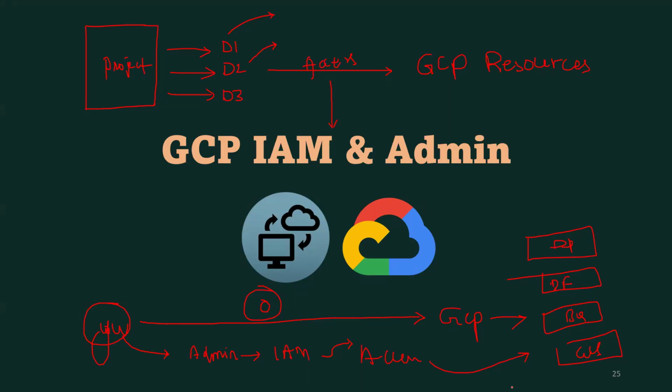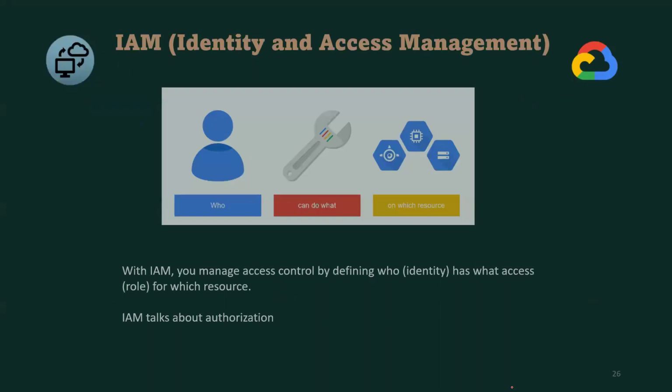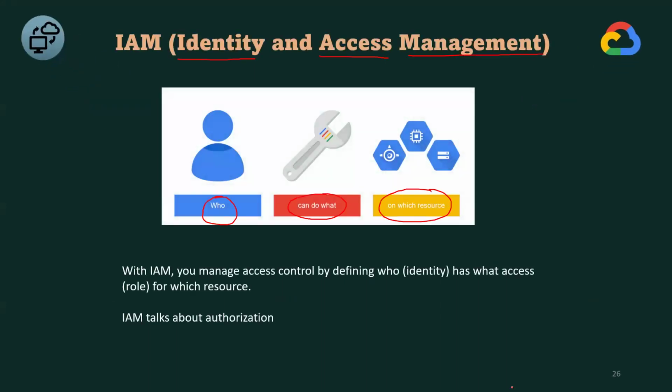GCS. So this is the reason, if you want to take care of the access control in GCP, we need to go to the IAM and admin. That is the main important aspect here. So with the help of the IAM, how do we take care of the access control? How do we provide the access to the developers? How do we provide the access to the service accounts? Let us try to understand.